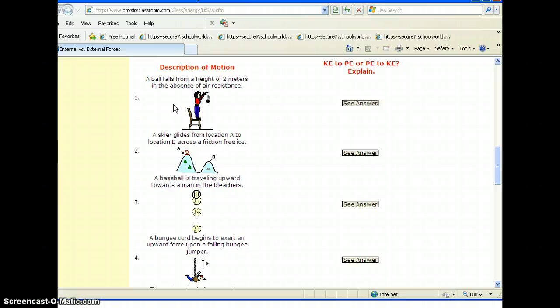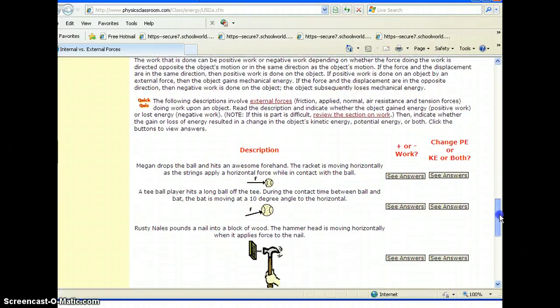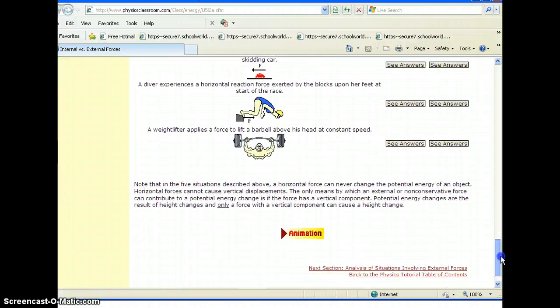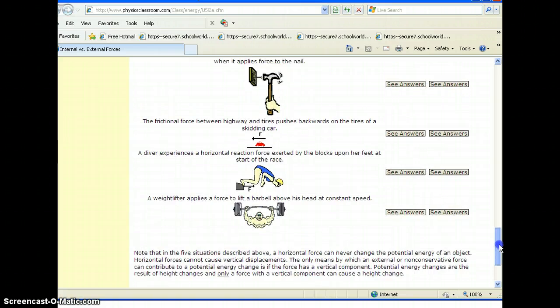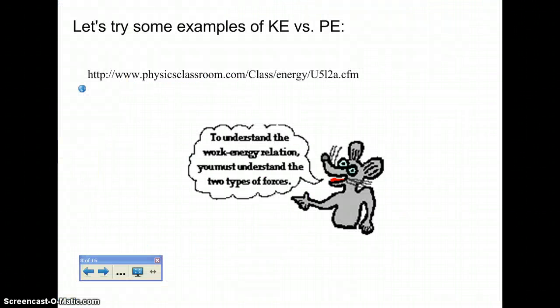So then just go through and discuss a few more of these examples, guys. Please, on your own time, go ahead and do that. Here's some more of these descriptive type ones here. Lots of examples for you to look at. There's an animation for you to follow as well. All right, back to our notes here.